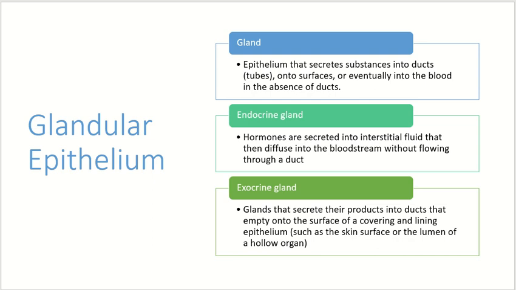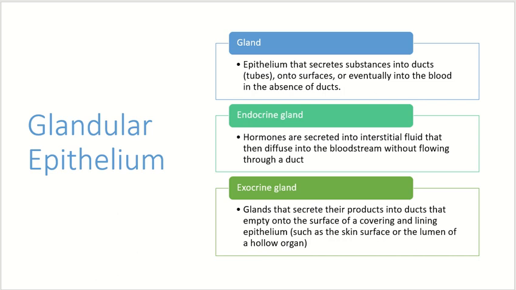Now, as far as we've mentioned these covering and lining epithelium, the other type of epithelial tissue that we can have is the glandular epithelium. So a gland is quite simply going to be epithelium that is responsible for secreting substances into a duct. Just like the duct work that you have in your house, a duct is basically just a tube. And so these are going to secrete these substances either into those ducts or onto the surface, or sometimes eventually into the blood, when ducts are not present.